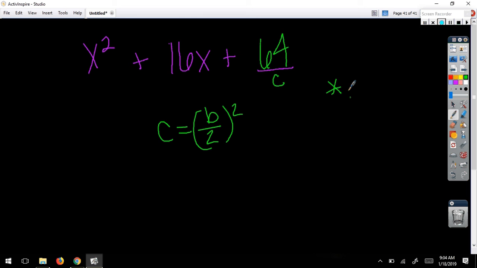And for all these, we're going to assume a leading coefficient of 1. So if it doesn't have a leading coefficient of 1, we're going to have to force it to have a leading coefficient of 1. So if B is 0, C is 0, but then it wouldn't be a perfect square trinomial.